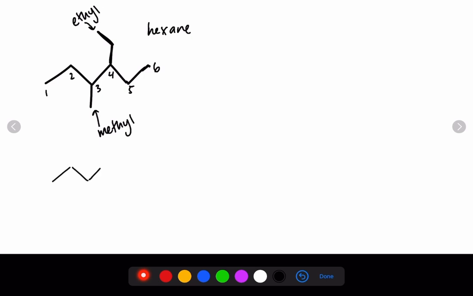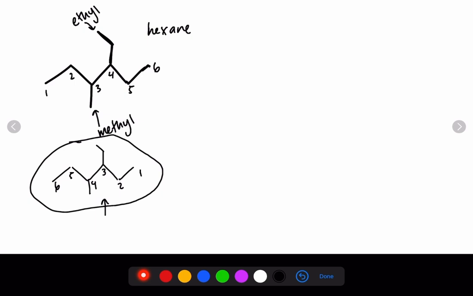Now, if we were to number it the other way, this main chain, we have the first branch on the 3rd carbon and the second branch on the 4th carbon, no matter which way we number it. So we need a tiebreaker for this. The tiebreaker is that the lowest number goes on the branch that comes first alphabetically. So we are going to pick this way of numbering the branch because the ethyl comes before methyl alphabetically. That's why the ethyl gets the lowest number.